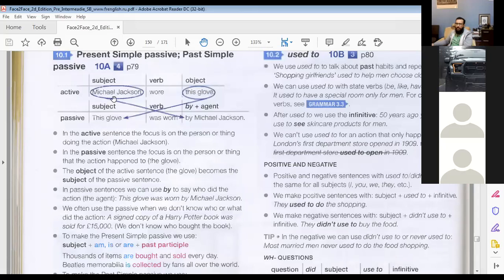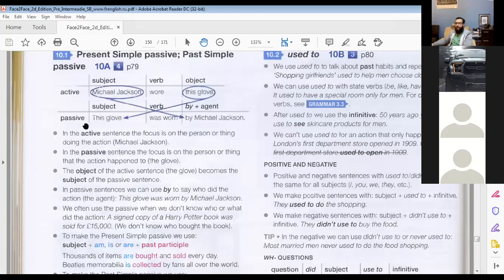right? So this is how we write all normal sentences, all regular active sentences. This is how we write them. We use a subject, verb, object. Okay? So for example, Ahmed had lunch. This is active.